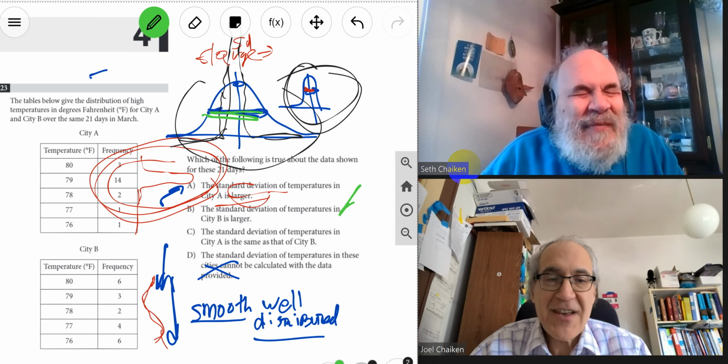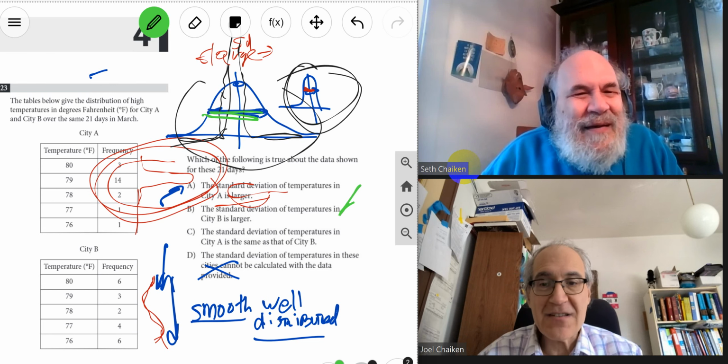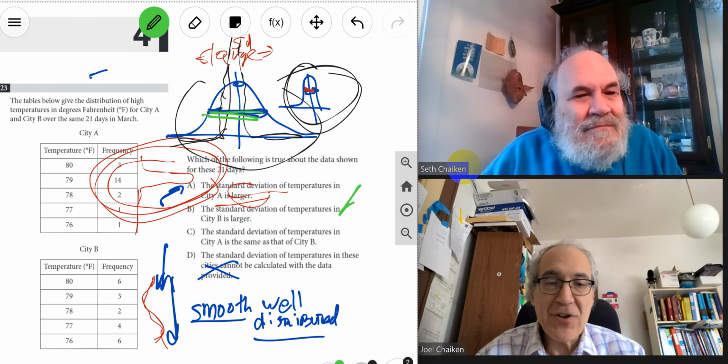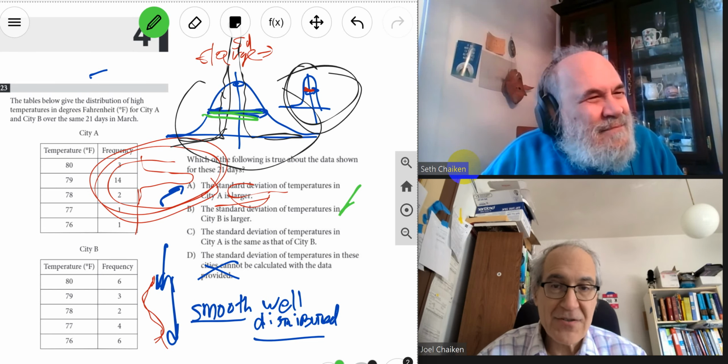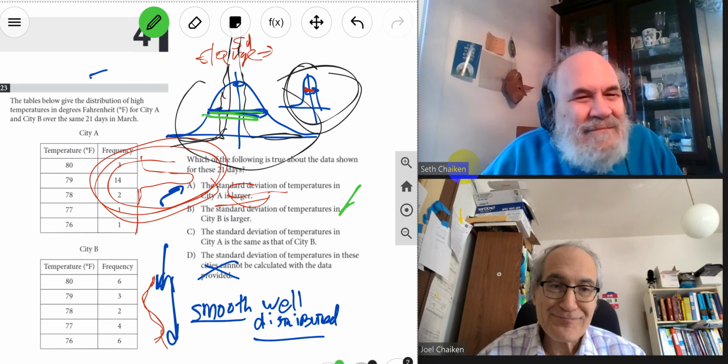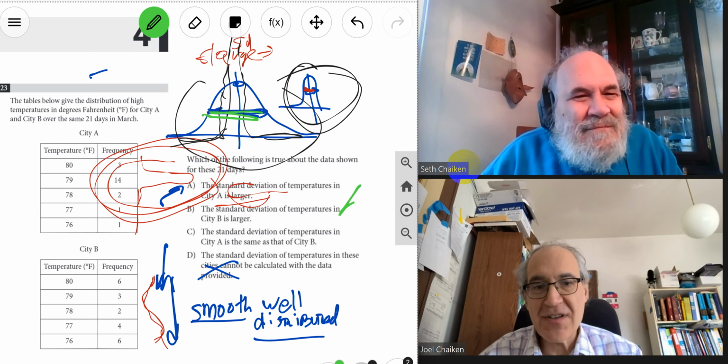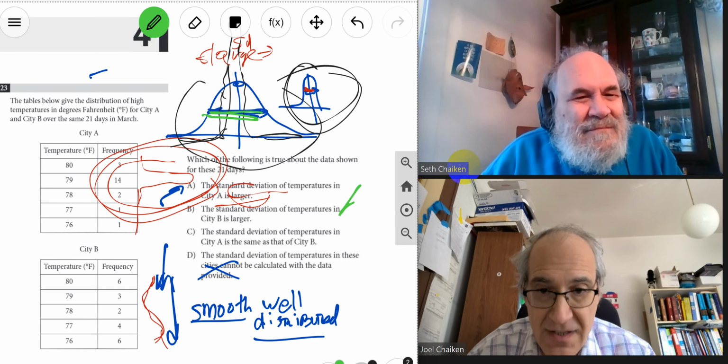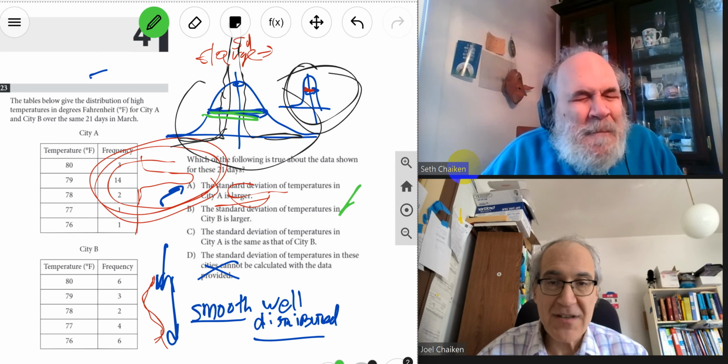So standard deviation is basically how spread out the data is. If it's spread out all over the place, it's a larger standard deviation. Now notice that you're not ever going to have to calculate a standard deviation on the SAT, but you have to know what the standard deviation means. That's the critical thing in problems like these.